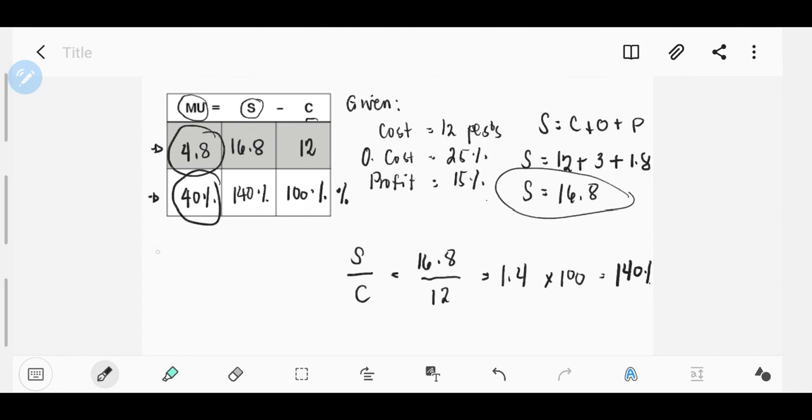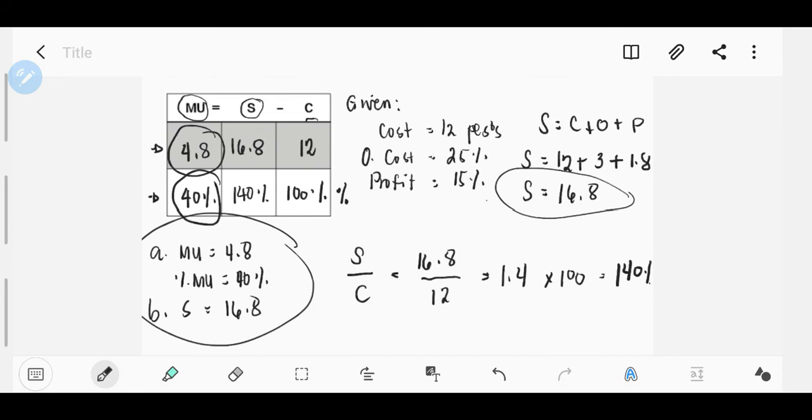So, anong sagot natin sa letter A? Markup is equal to 4.8. Markup rate is equal to 40%. Letter B, selling price is equal to 16.8. So, ganun lang kadali mag-solve ng markup problem. So, ito yung answer natin for sample problem number 1, yung kay Aling Ana.